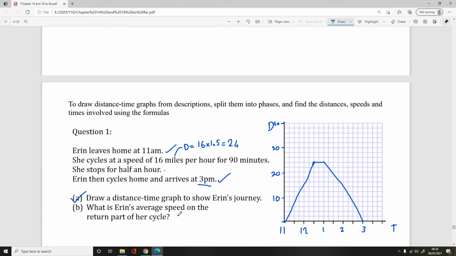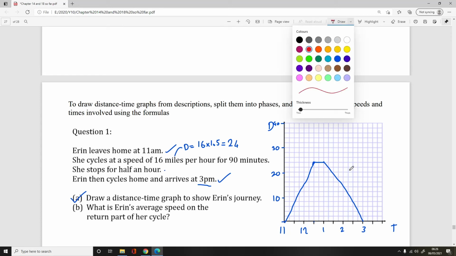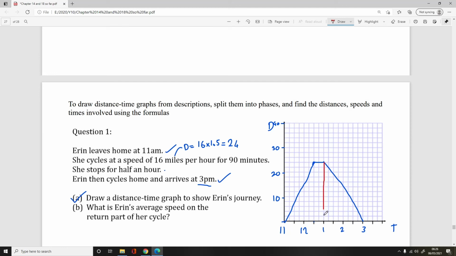What's Erin's average speed on the return leg? Well, as we've said on the previous page, your speed is equal to your gradient. So we'd want to find out the change in distance. Is 24 miles. Yep, we're in miles here. And your time is 2 hours between 1 p.m. and 3 p.m. So 24 over 2, she went home at 12 miles per hour.